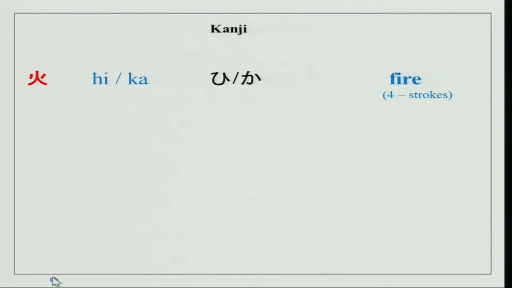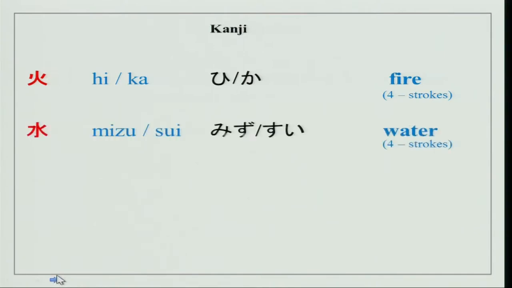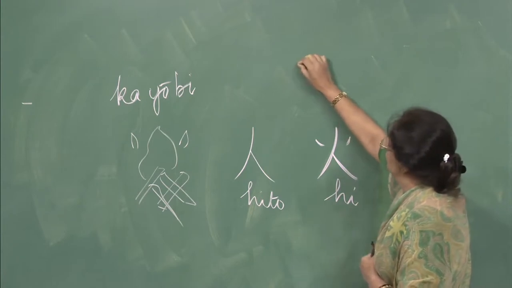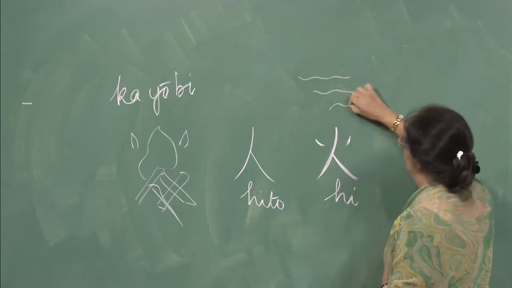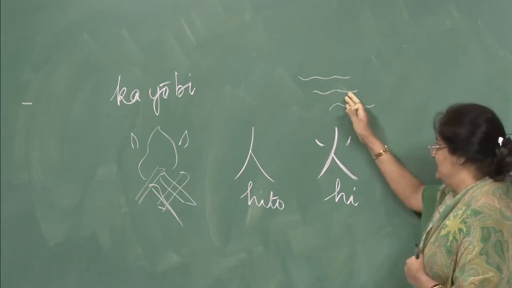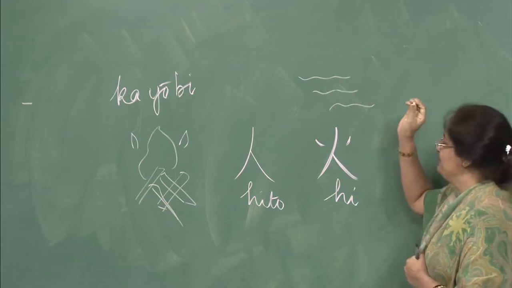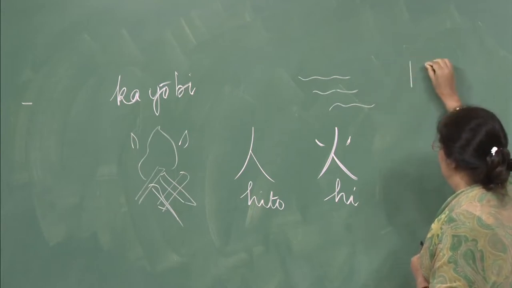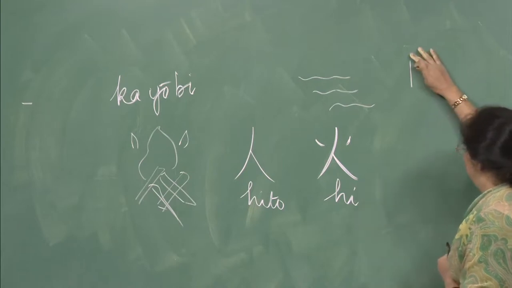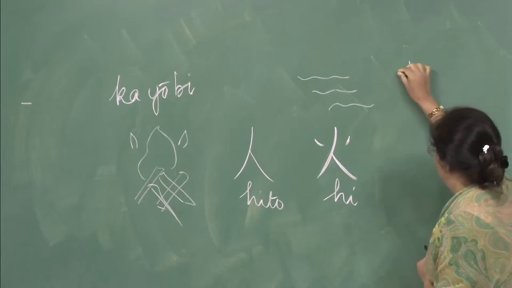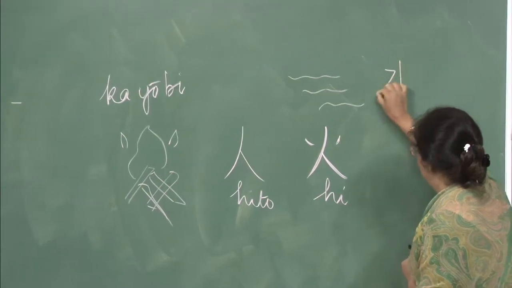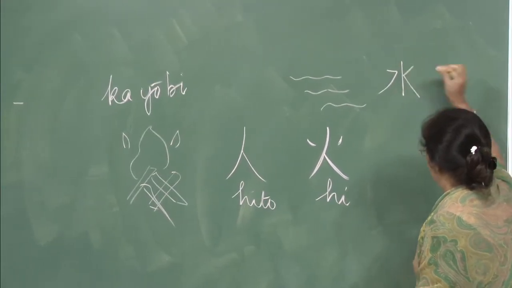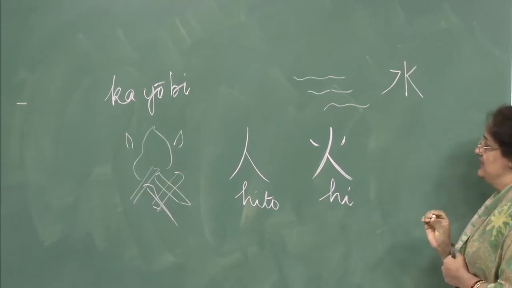Now, the next one is Mizu. Mizu means water, as you can see. Well, water flows like this. I am sure whenever you see these lines anywhere, immediately water comes to your mind. So, you turn it by 90 degrees, 1, 2, 3 and 4, like this. So, this is how it is made.